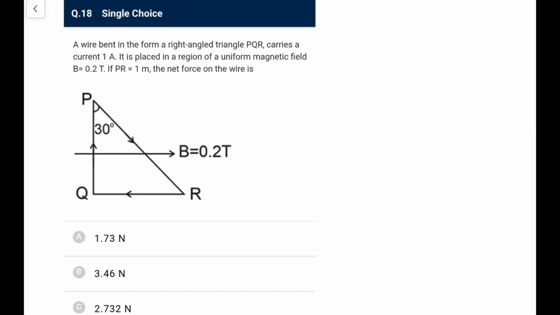Next, a wire is bent in the form of a right angle triangle PQR and carries a current of 1 ampere. It is placed in a region of uniform field of 0.2 Tesla. If PR is 1 meter, the net force on the wire is. So what is the net force on the wire?